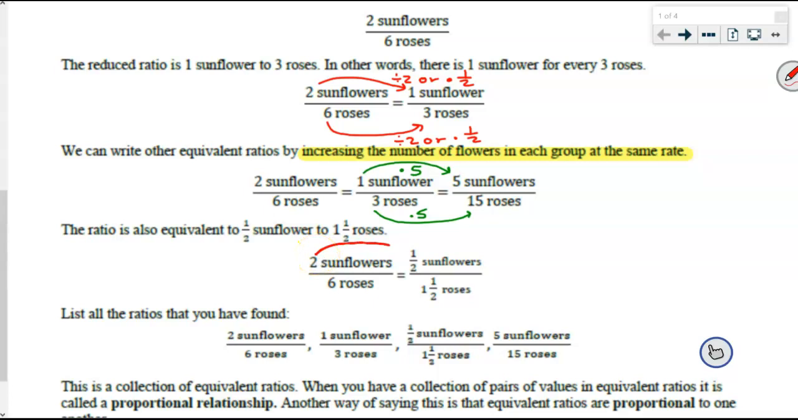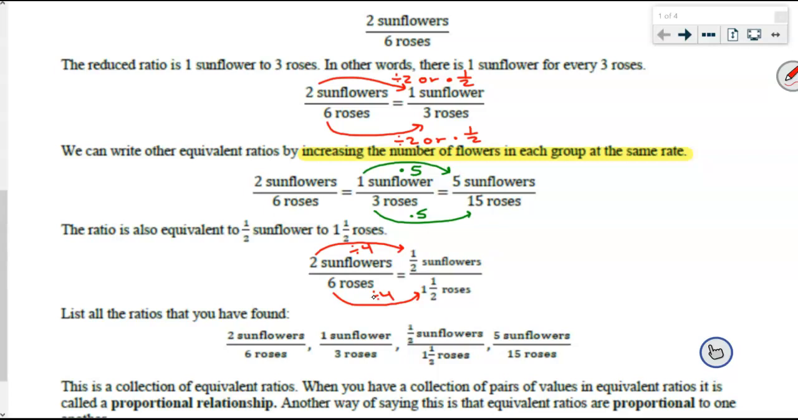How is this 2 changing to 1/2? Evan. Yeah, dividing it by 4. And so what's happening with the 6? The same exact thing. Any change that I'm making to one part of that ratio, I'm making that same change to all the other parts. So we can also divide it by 4. Now it's not exactly simplified, but it is still equivalent.